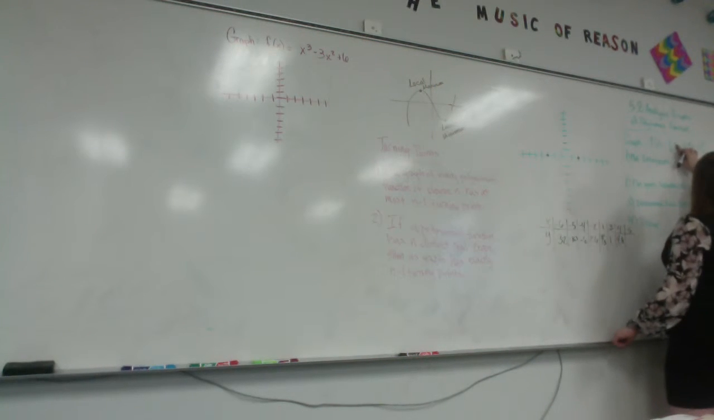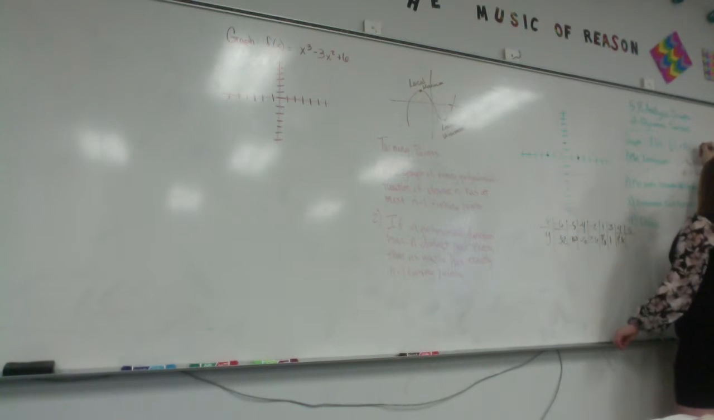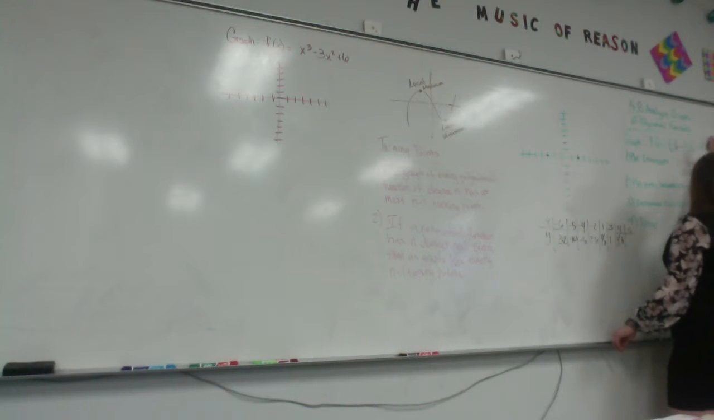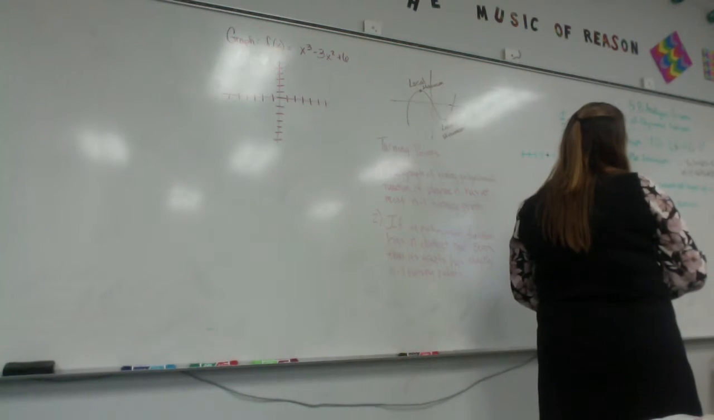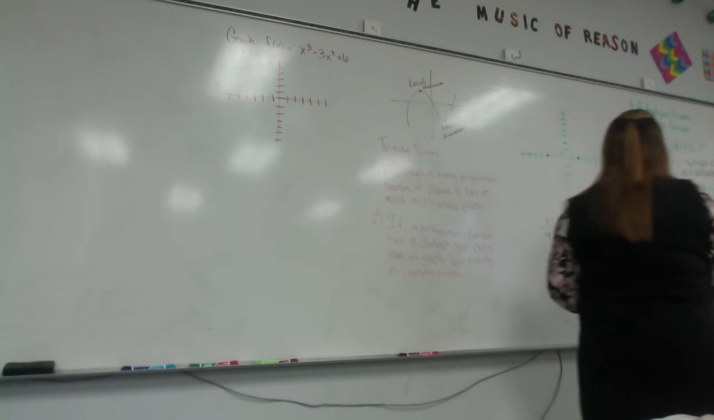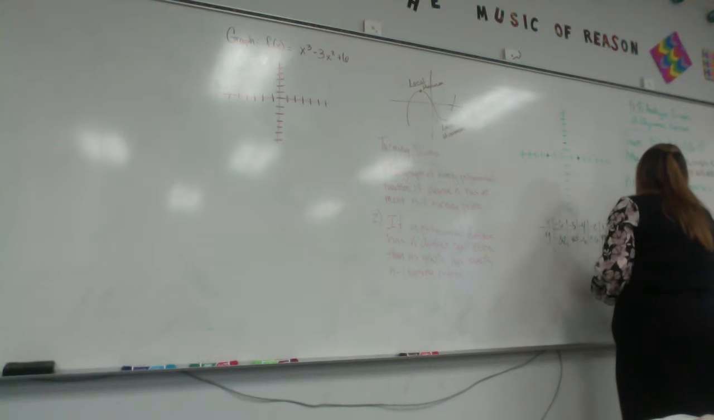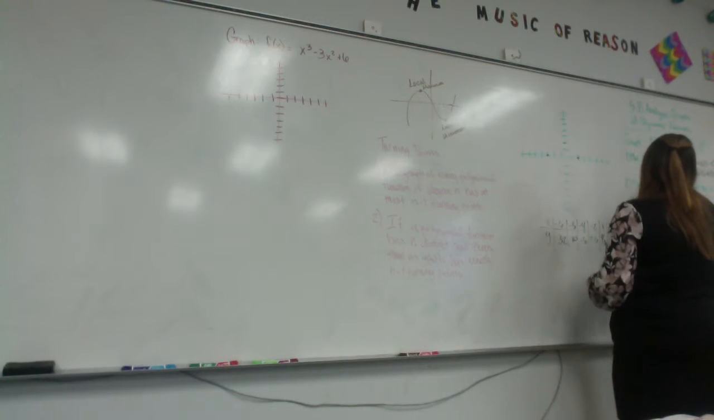And last one, we plug in 5. 5 minus 2 is 3, right? 3 squared is 9. 9 times 8 is what? 72. And 72 divided by 6 is what? 12. Okay, so I plot intercepts, I plot points.